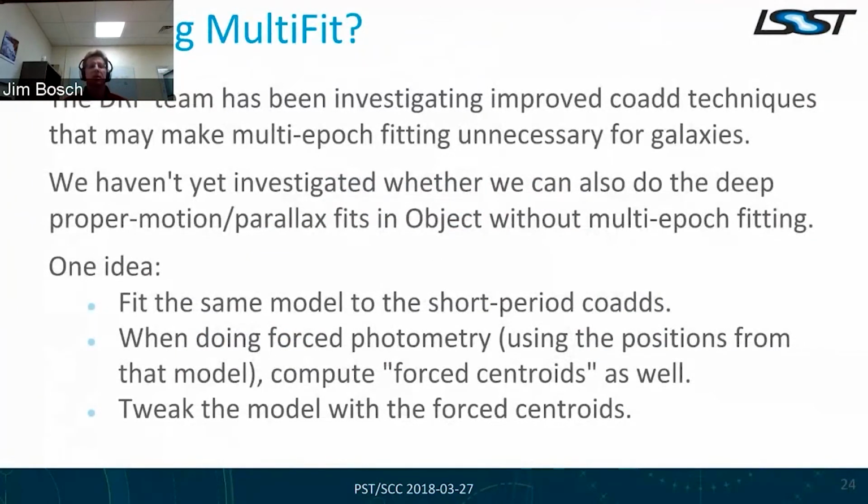Finally, I should say that the DRP team has been investigating some improved coadd techniques that we think might make the multi-epoch fitting unnecessary for galaxies. Now, you might think that has nothing to do with astrometry, but if we get rid of multi-fit for galaxies, it would be highly desirable to be able to get rid of it for point sources as well, and that leaves us without a way to do what I just said was our best measurements of object proper motion dynamics.